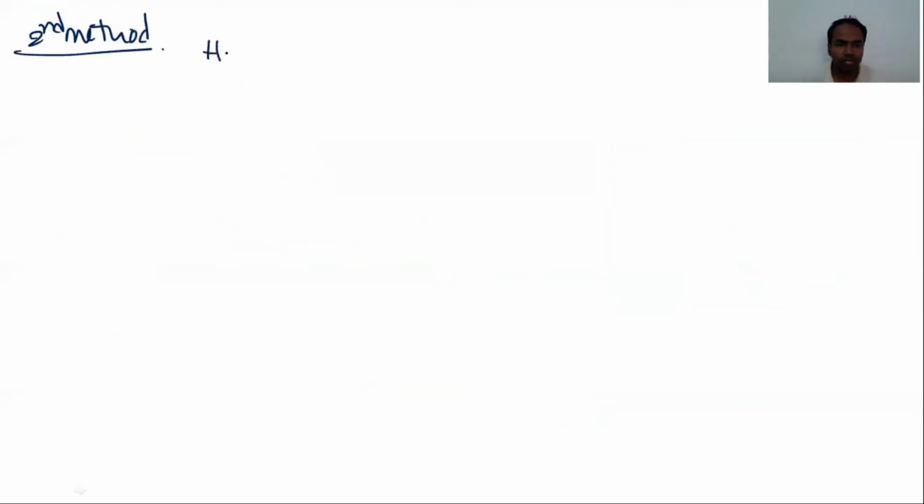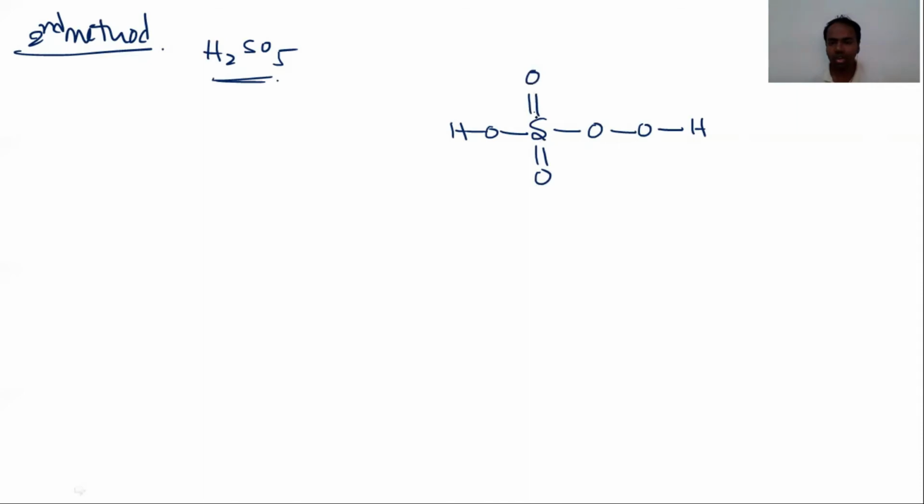H2SO5. So what is the structure of H2SO5? See here, there is one peroxy bond. The sulfur maximum valency is 6. Around sulfur, how many bonds are there? 6 bonds. Like that you can write here. This is the peroxy bond. So for these two oxygens, -1, -1.